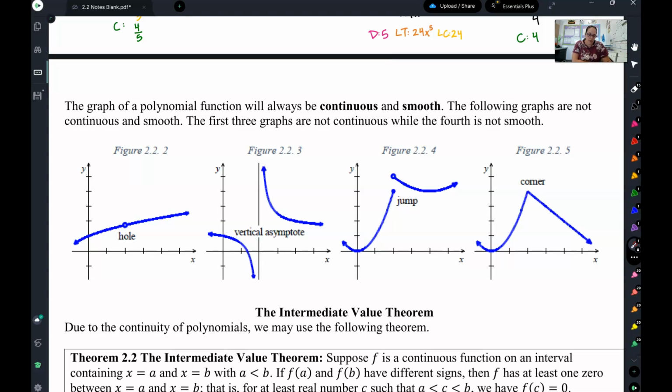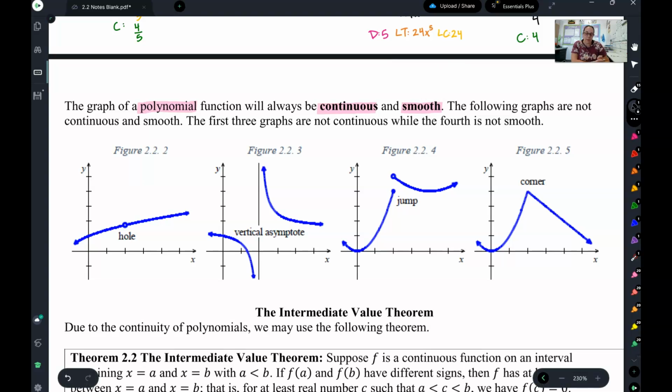Now, before we graph our polynomials, let's talk about this section of your notes really quickly. This section of our notes says that a polynomial graph will always be continuous and smooth. Basically, what that's saying is when you graph these polynomials, you should be able to graph them from start to finish without ever lifting your pencil. So that's continuous. You never lift your pencil the whole time.